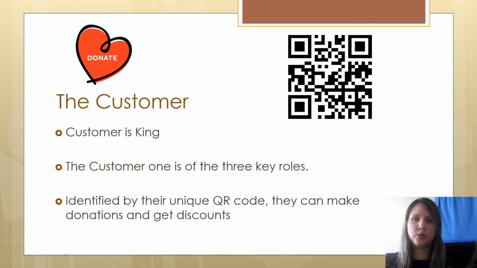The customer is one of the three central user types. Their part is to go to the charity shop and make donations to aid the charities and spend their points in the associated shops to show the value of the app and allow it to grow and make a profit. They are identified on the app quickly by a charity or a shop through the unique QR code and can then make donations to get points or spend their points to get discounts.